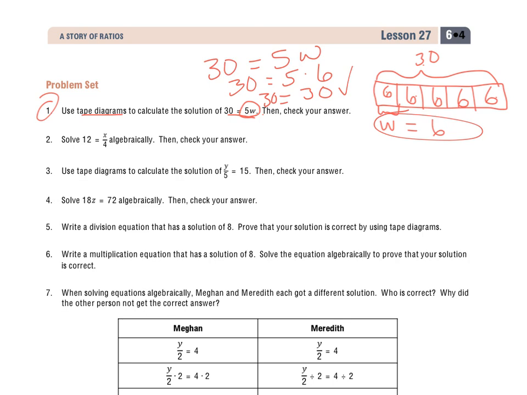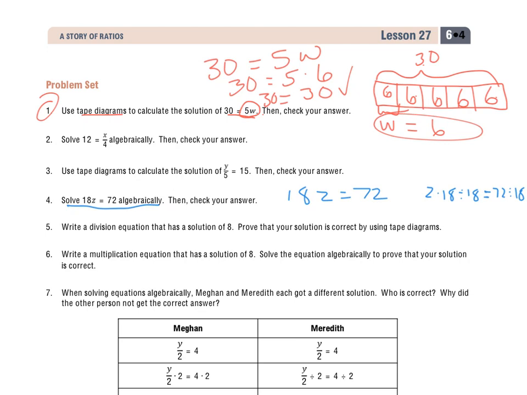So that's question 1. I'm going to take a look at 4 now, because now we're talking solving algebraically. So I have 18z equals 72. And there's 2 ways I can set this up. I can do z times 18 and then divided by 18, because I know if I multiply by 18 and then divide by 18, I'm going to be left with my original value of z, which means 72 has to be divided by 18. Because if I divide by 18 on one side of the equation, I have to do it on the other side to keep it equal.